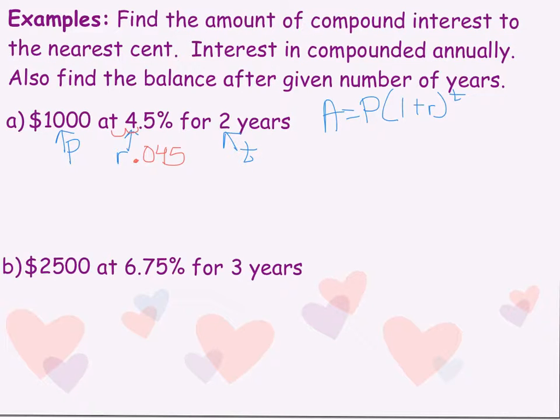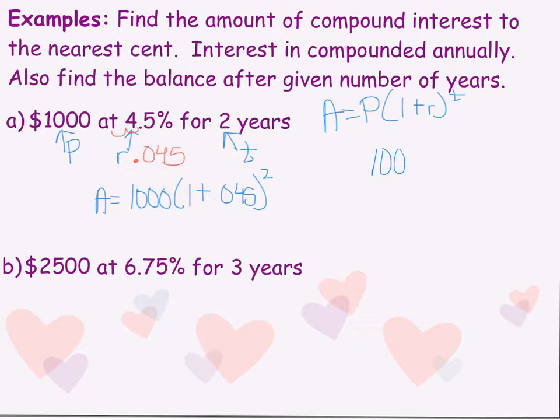So let's plug in. I don't know what A is. P is 1,000 times (1 plus 0.045), because that's the rate, to the power of 2. Now the great thing is you guys are going to be able to type this whole thing into your calculator all in one motion, as long as you're using a scientific one, and be able to get the correct answer with it. On the side here, I'm just going to show you guys how to type that in.